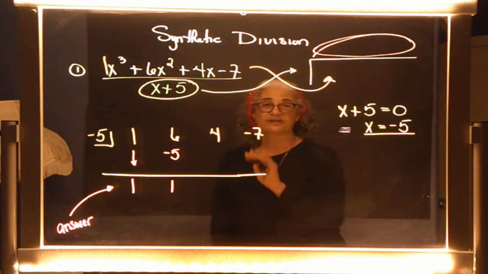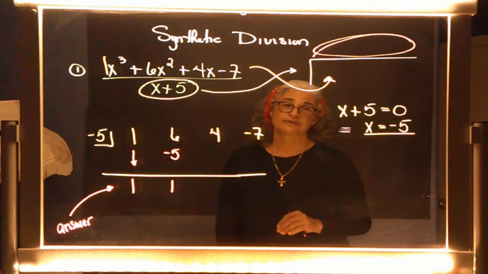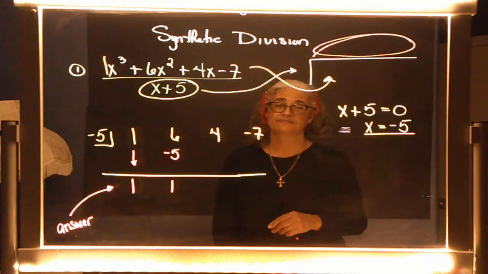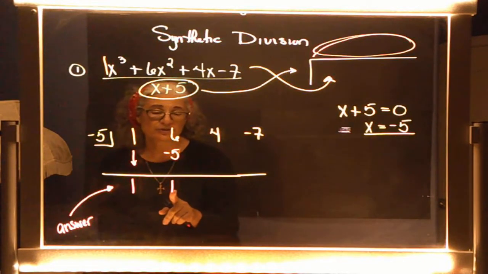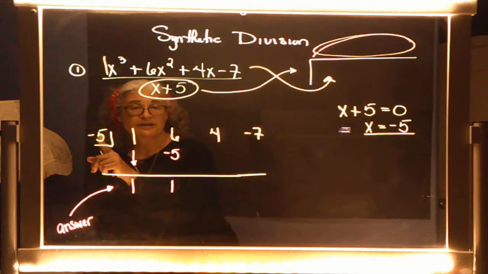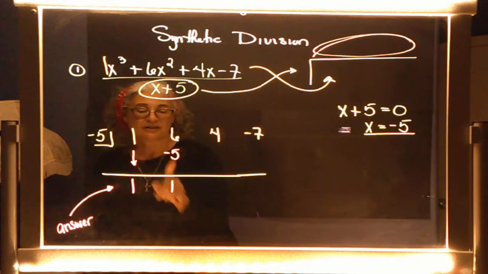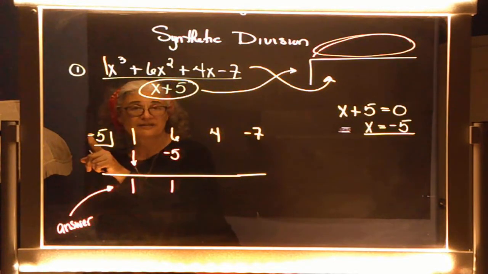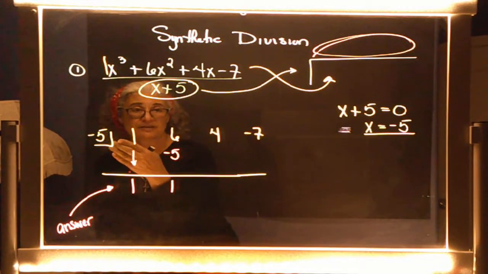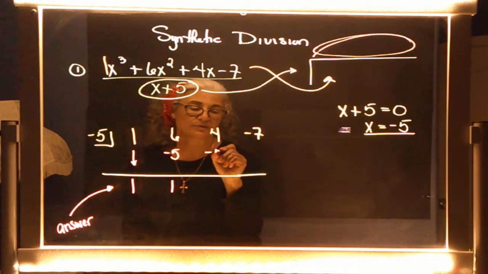Do you notice there's still a couple numbers? I start all over again. The number I put in the answer spot gets multiplied by the number on the outside. So 1 times -5 is -5. Where do I put it? Under the next number in line, which is the 4.